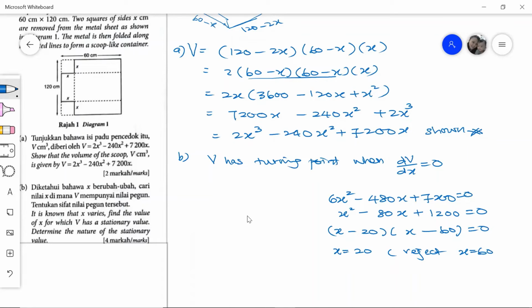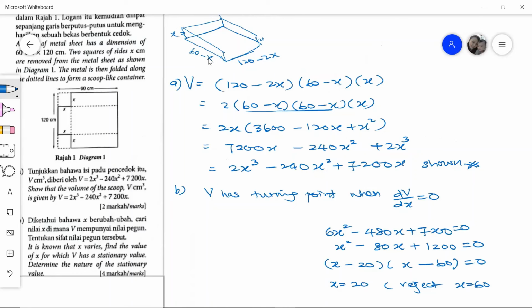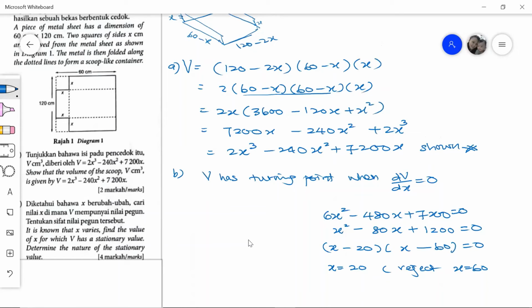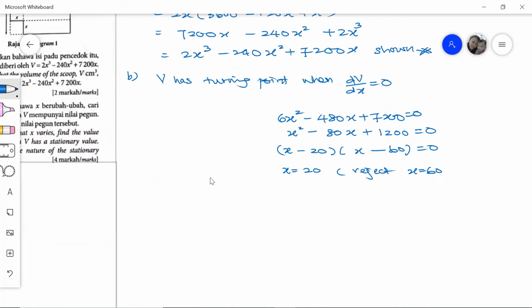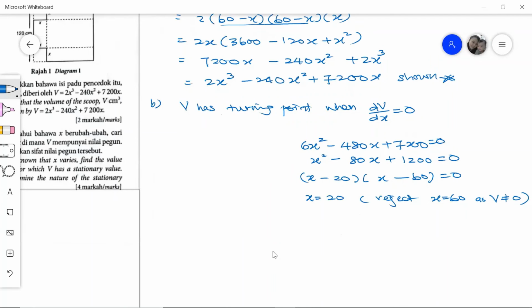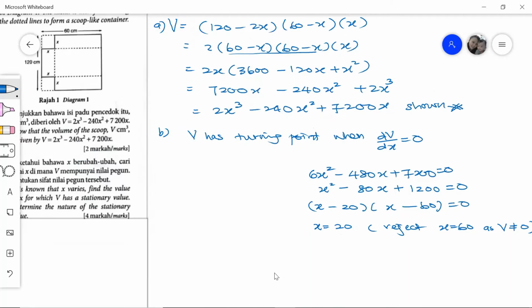Why? If we substitute x equals 60, 60 minus 60, we can't even form the scoop-like container. So it is impossible to have x equals 60, even though x equals 60 gives the minimum value, because we want something that has volume. So we reject x equals 60 as V can never be 0. So when x equals 20, this is the one that we want. So what is the nature of V?